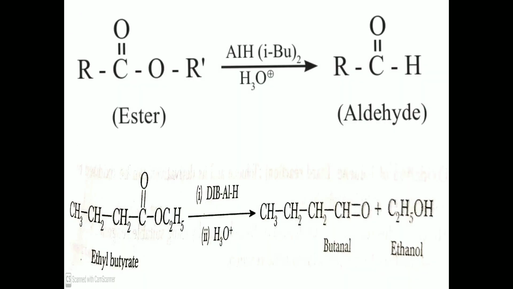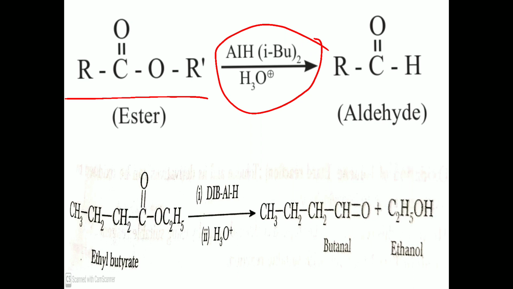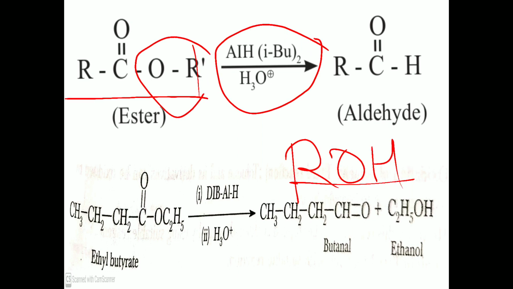Now see how this reaction takes place. When an ester, represented by the general formula RC double bond O OR, reacts in the presence of DIBAH followed by H3O+, it undergoes the hydrolysis reaction and we get two parts. One is the aldehyde, that is RC double bond O H, and then we get ROH, that is alcohol.